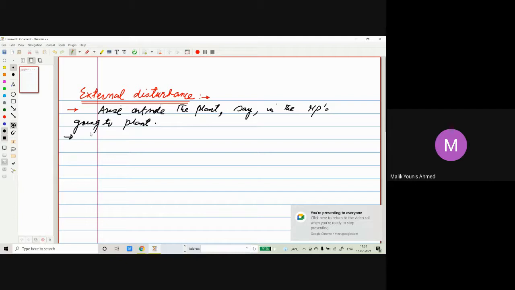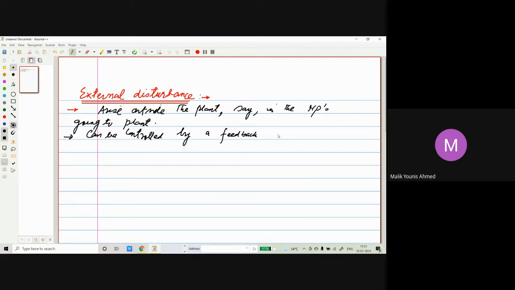This disturbance can be controlled by a feedback controller. Now, what is this feedback? We'll talk about this in detail. Feedback means we have an input going to the system. That input is processed inside the system, passing through a lot of subsystems, and the process takes place. Once that is done, a suitable output is given.